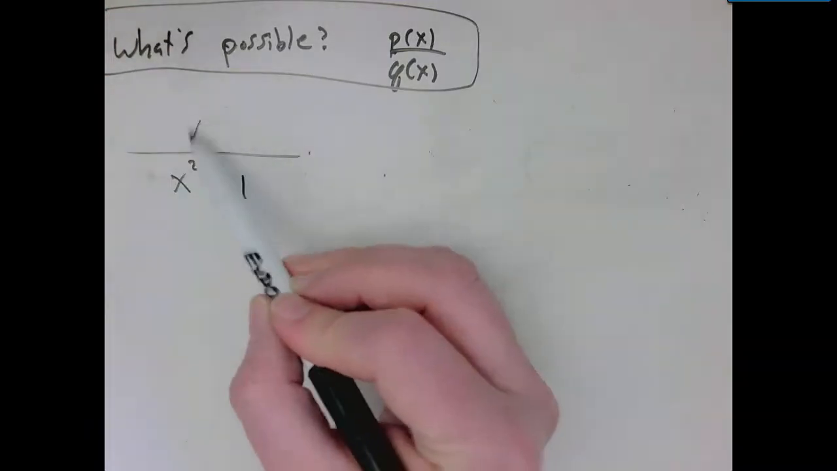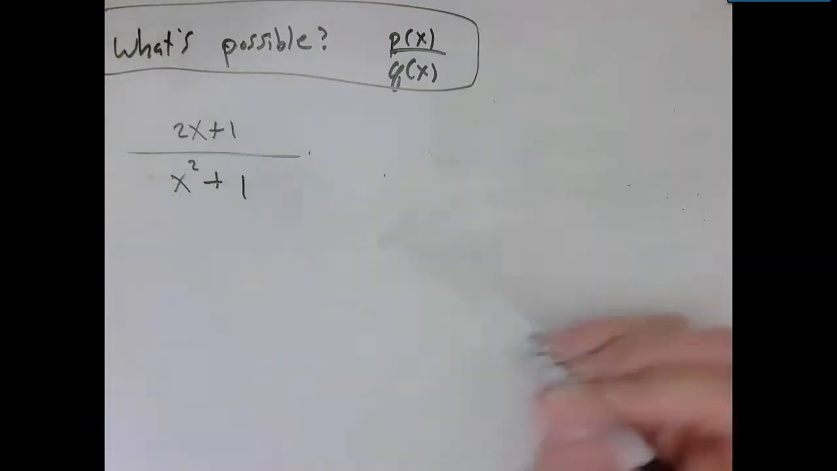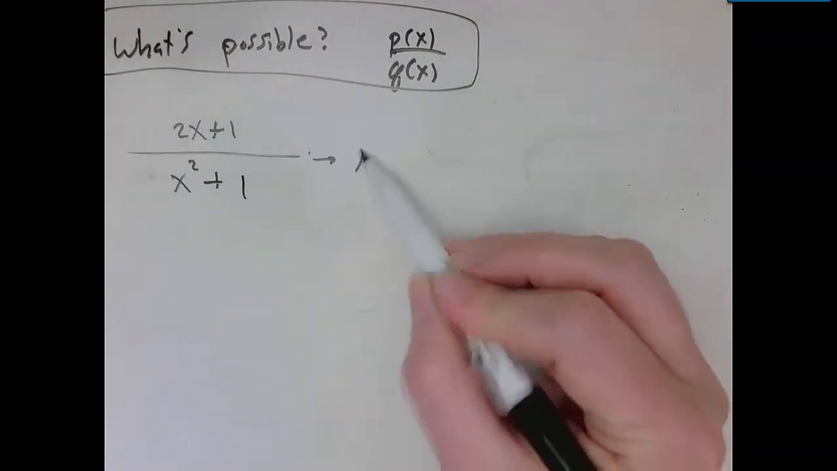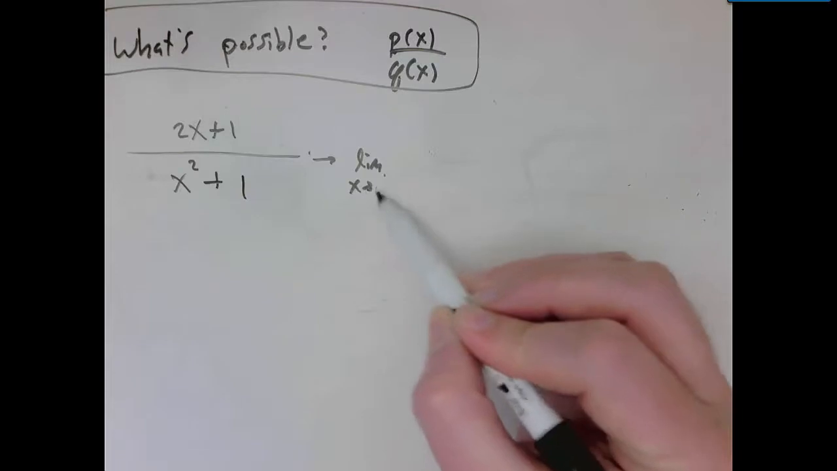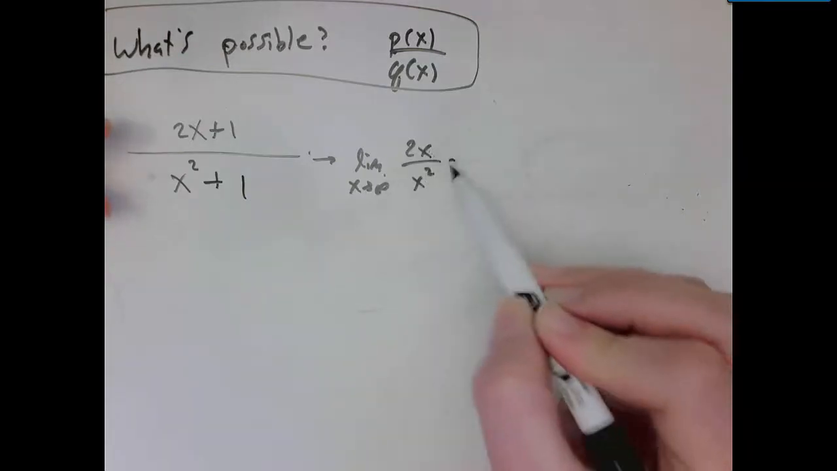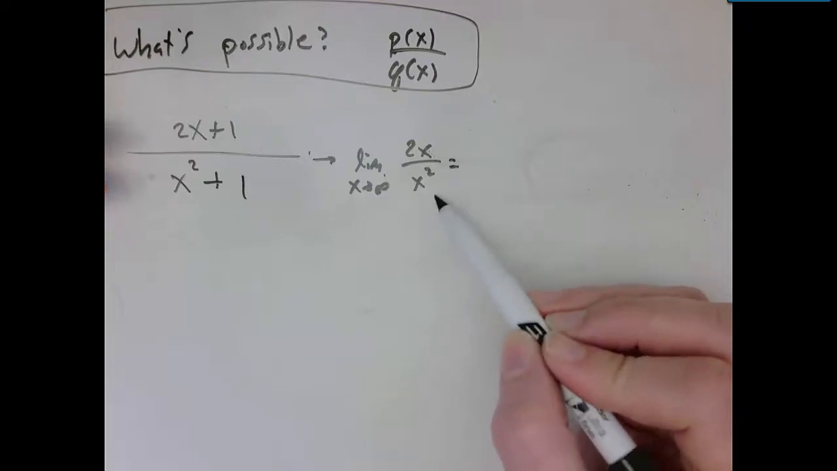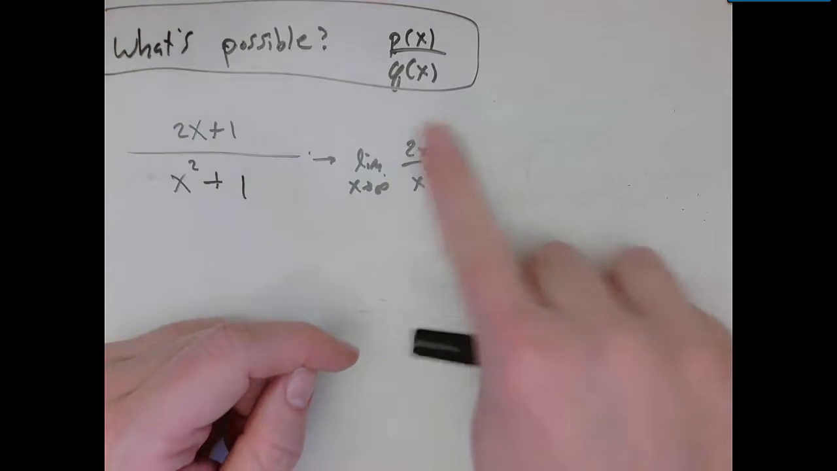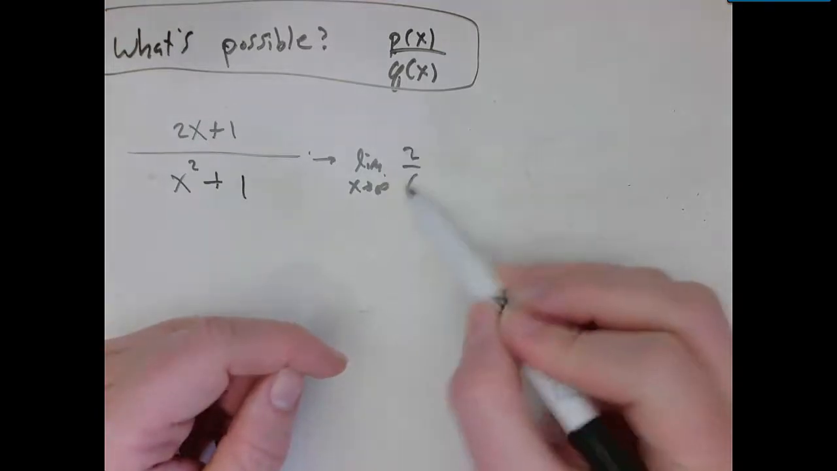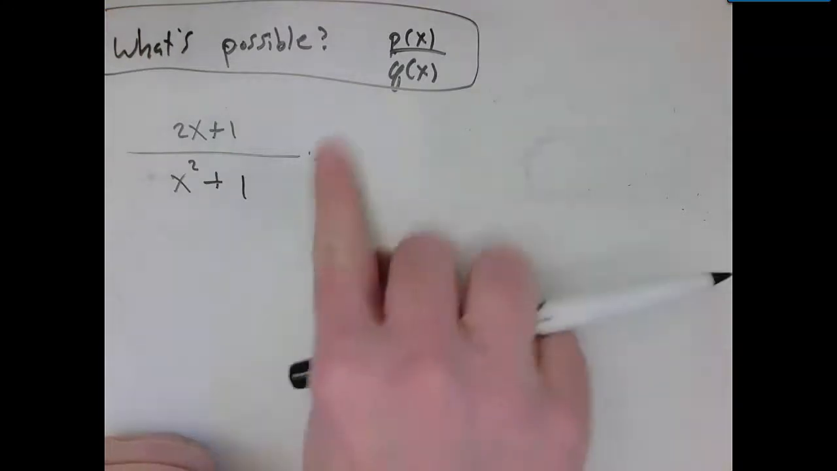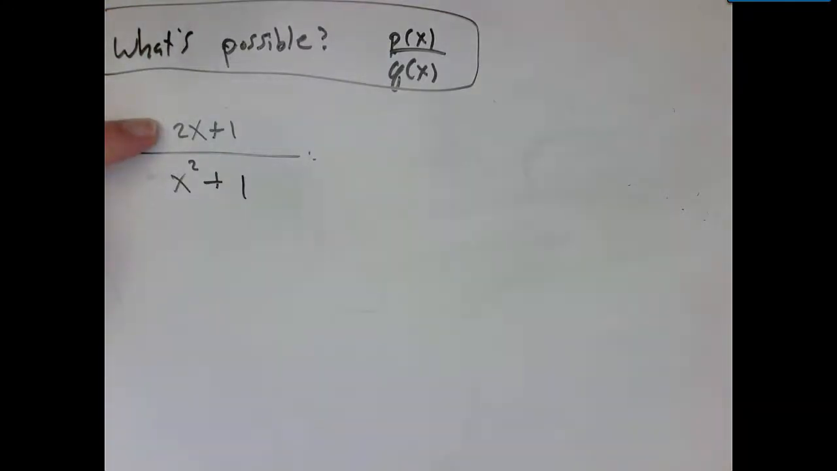Could it be a linear equation? Could it be like 2x plus 1? And again, I hope that you see that the answer is no for the same reason, because as x approaches infinity, if I look at the dominating terms, let's just simplify it here. So the x divides the x, so that just gives me 2 over x, and again, that's going to give me a horizontal asymptote at 0. And I hope you can see that's going to happen no matter what the linear equation is on top.